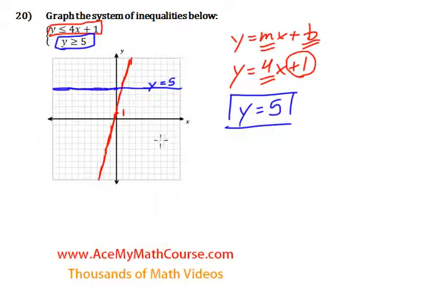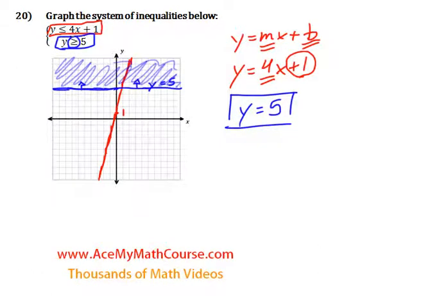Okay, now we can consider the inequalities. We have y is greater than or equal to 5. So we're interested in the area above the blue line. So let me just highlight that here. Okay.